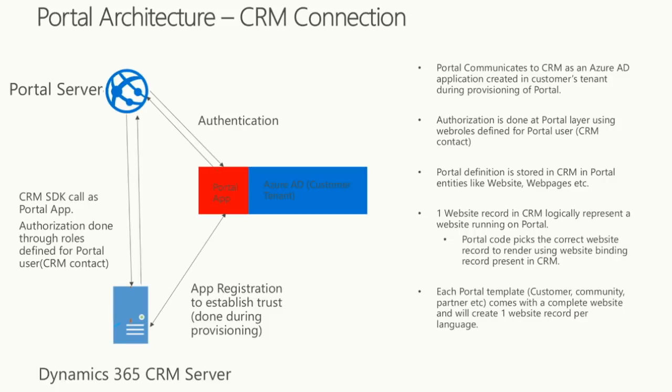Now, how do you connect the two? Because one is running on Azure, and one is a record in CRM. So there's an entity called website binding, which actually stores, oh, this is my site URL and this is my website, and that's how they talk to each other.